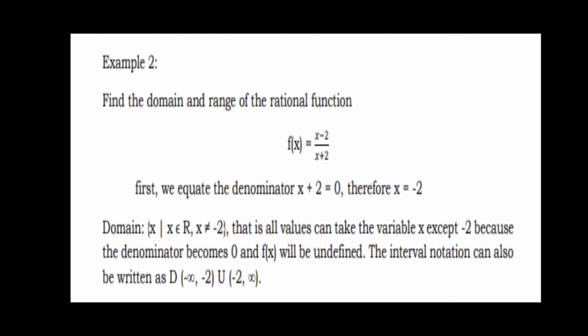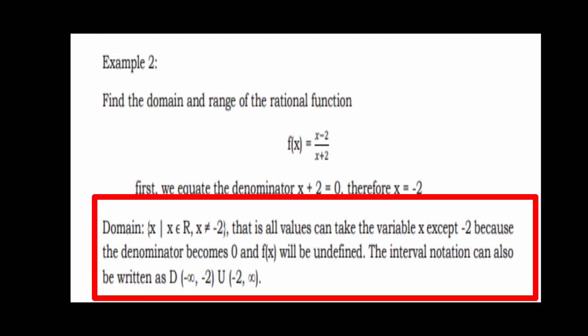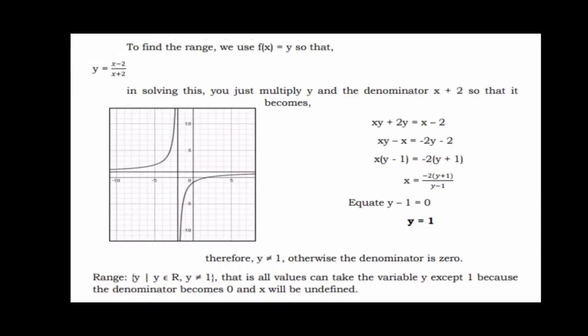So your domain now is x such that x is an element of all real numbers, where x should not be equal to negative 2. That is, the variable x can take all values except negative 2, because the denominator becomes 0 and f of x will be undefined. The interval notation can also be written as the interval from negative infinity to negative 2, union negative 2 to positive infinity.